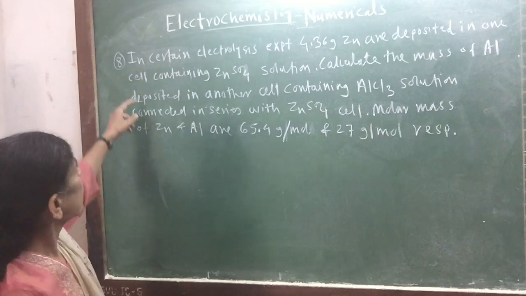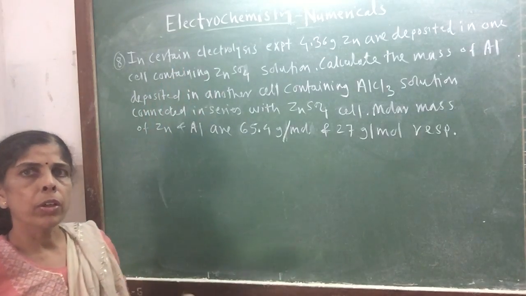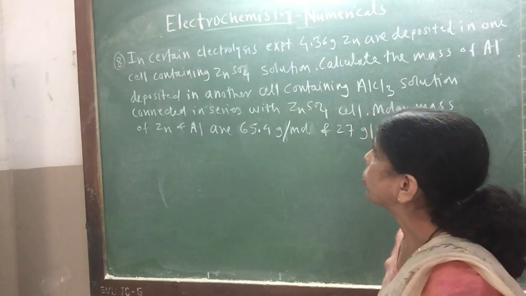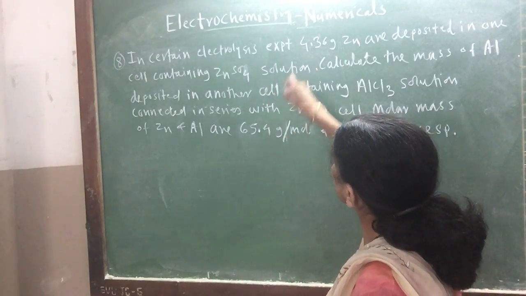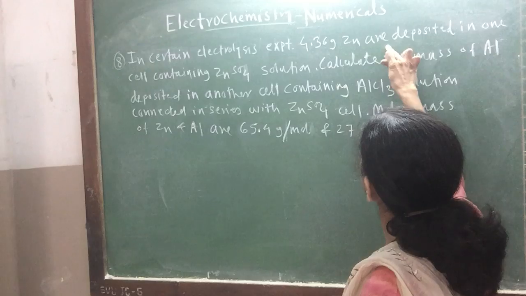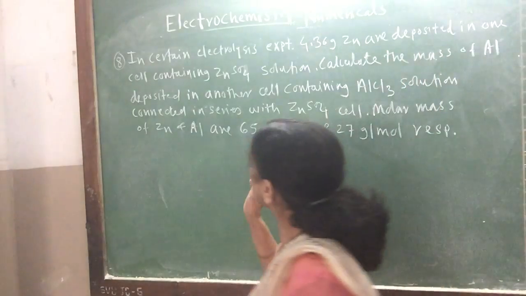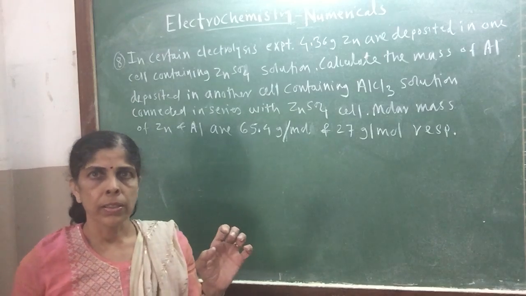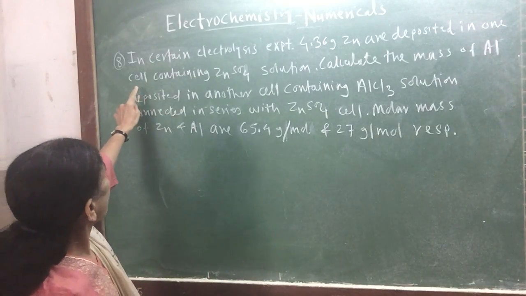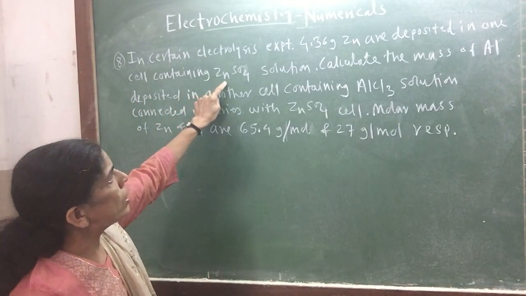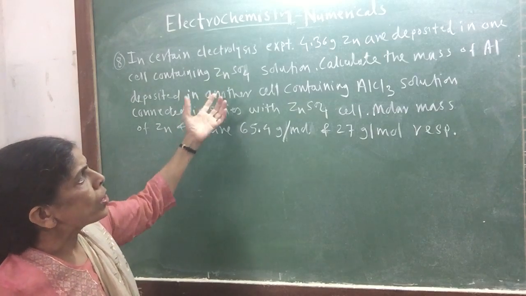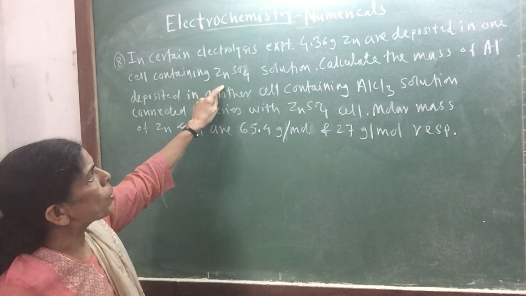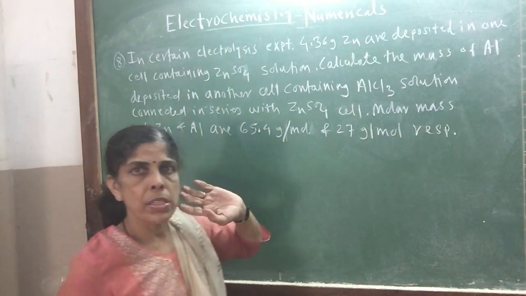See what is given. In a certain electrolysis experiment, electrolysis, you know, is the passage of electricity and a non-spontaneous chemical reaction is carried out. 4.36 grams of zinc are deposited in one cell containing zinc sulfate solution. There are two cells which are arranged in series. So what is done? In one cell zinc sulfate solution is there, and naturally in that cell zinc is going to get deposited. So the zinc which is deposited is 4.36 grams in one cell.